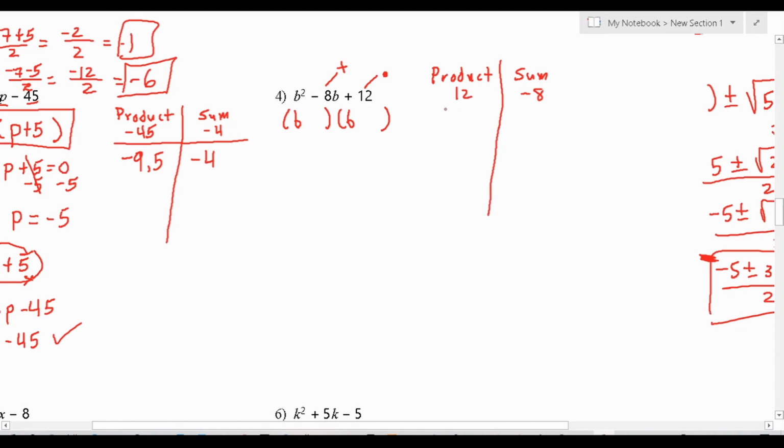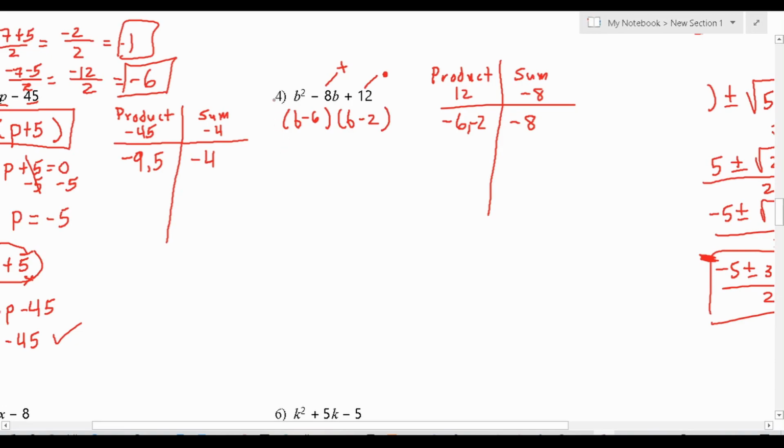If it's helpful, you can make yourself a little t-chart. Again, two factors. Let's do negative 6 and negative 2. Again, negative 6 times negative 2 is positive 12 insofar as a negative times a negative is a positive. Negative 6 plus negative 2 is negative 8. So we know these two factors will work. So it's going to be negative 6 and negative 2.